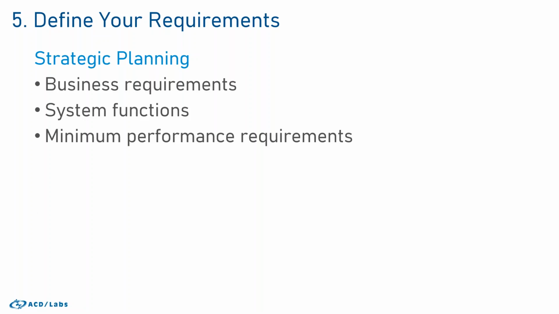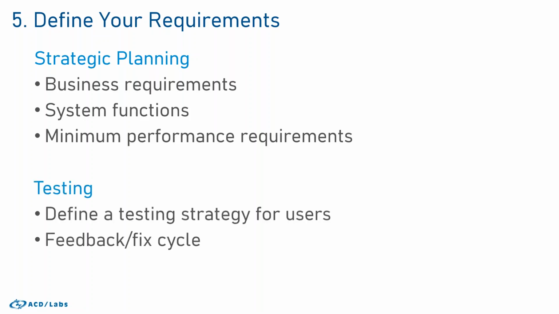Built into your requirements, you should have some sort of testing plan in place, right? So define a testing strategy for user acceptance testing, and build into it a feedback and fix cycle, right? Once the system is ready and gets deployed into the development arena, before it transitions to production, there has to be some sort of feedback and fix cycle.